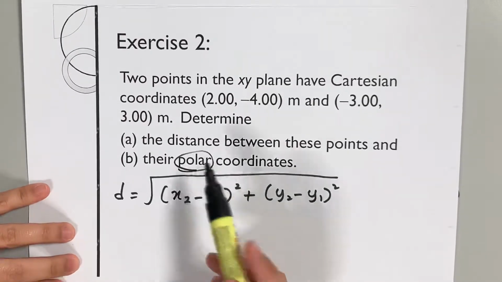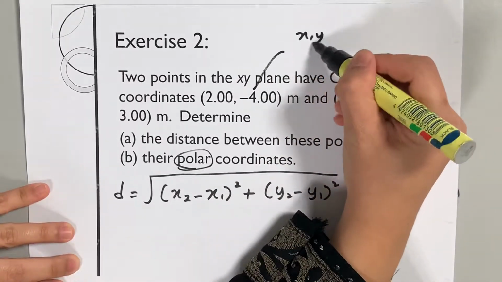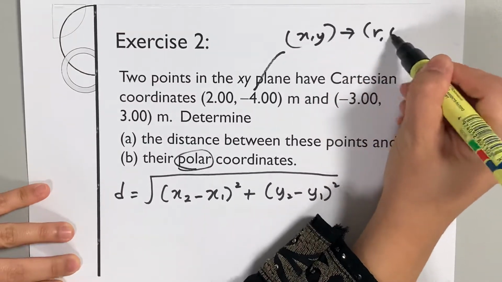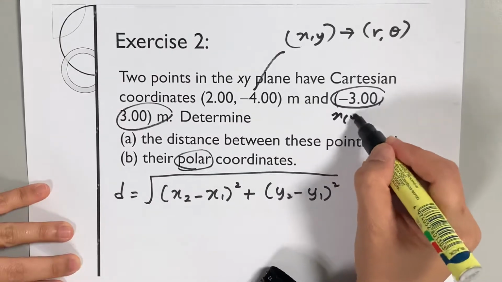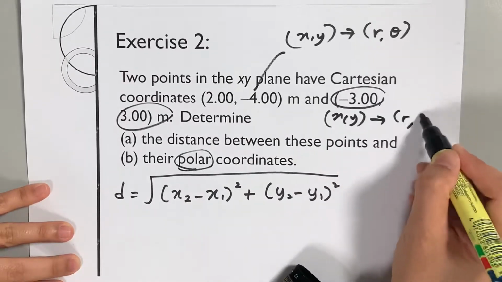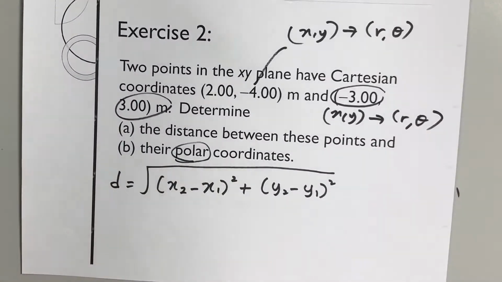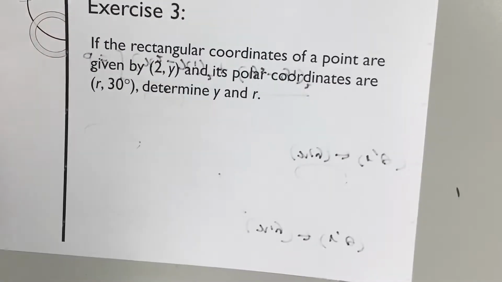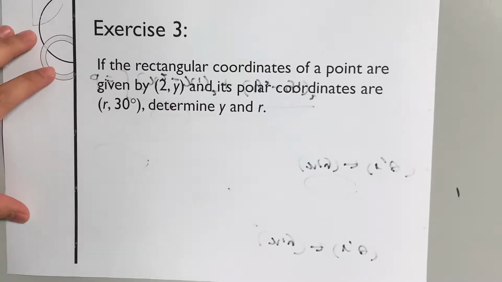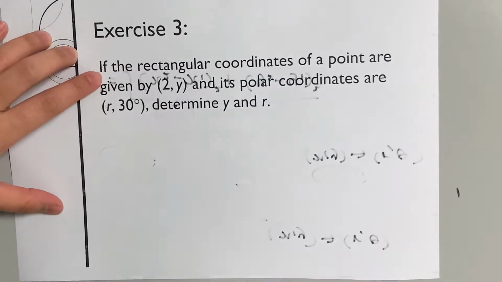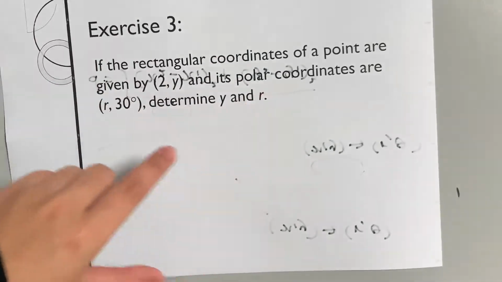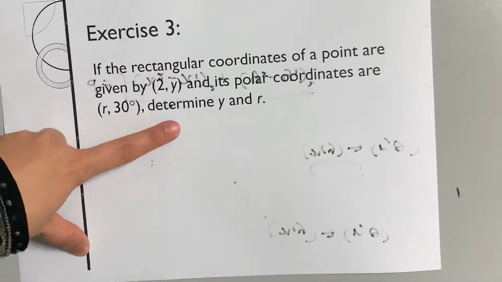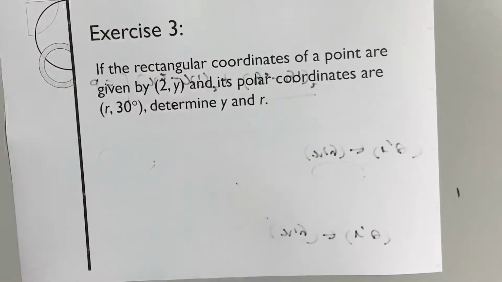Determine the polar coordinates. Here is x and y. Convert to r and theta as we did just now. Here, this one also you are given x and y, so convert to r and theta for exercise 2. This one also you can try. You are given x and y, and its polar coordinates are r and theta. Determine y and r.